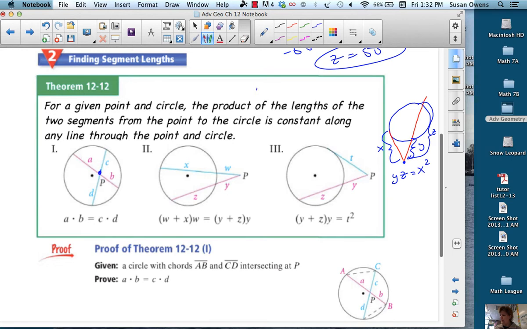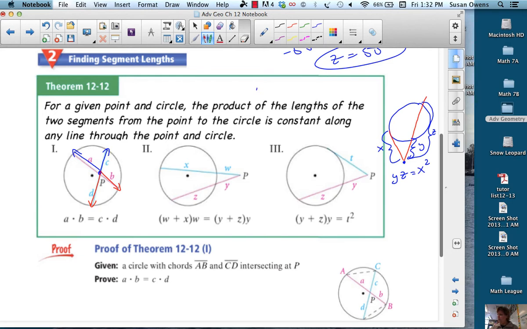Now the one inside is easy, because if you look at this example, from the point to the one intersection, it goes this way, and from the point to the other place it crosses, it goes this way. So they don't overlap at all. And if you take the one direction for the second one, it goes this way, and the other way, it goes this way, and those don't overlap either. So for this one, it's A times B equals C times D.